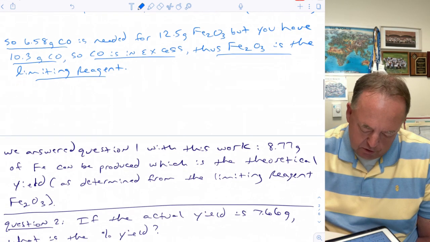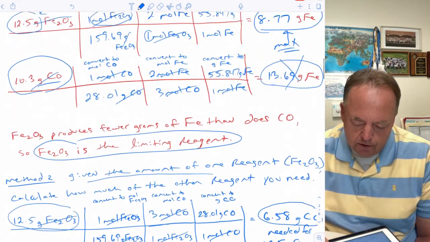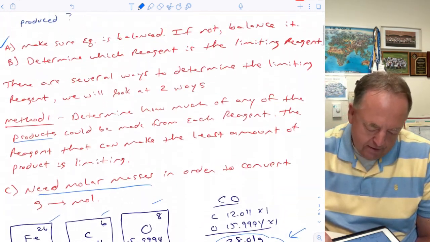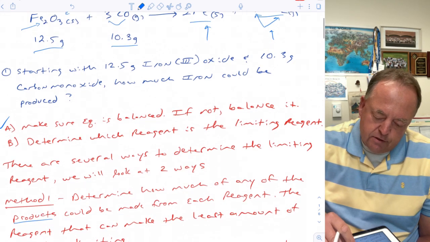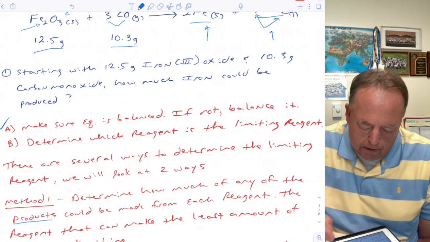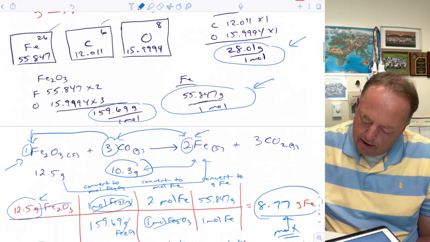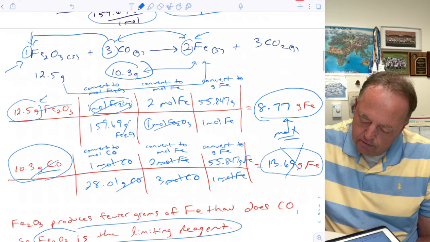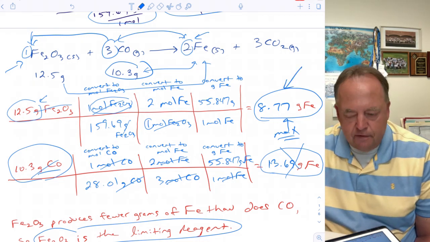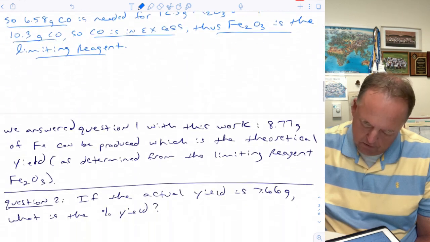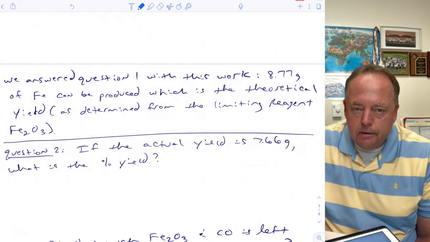Okay, so in the process of doing all of this, we answered question 1, which was starting with this amount of iron 3 oxide and carbon monoxide, how much iron can you make? Well, we just calculated that right here. That is the maximum amount that you can make, 8.77 grams. So that's your theoretical yield of iron.